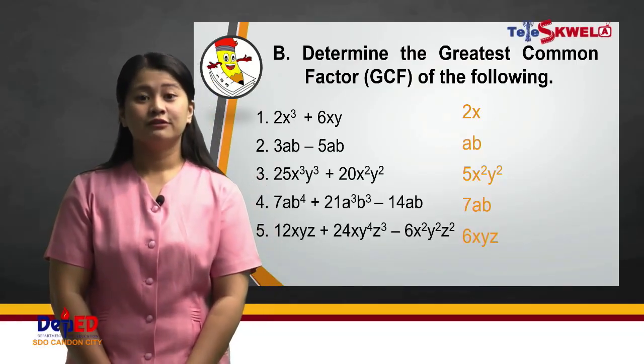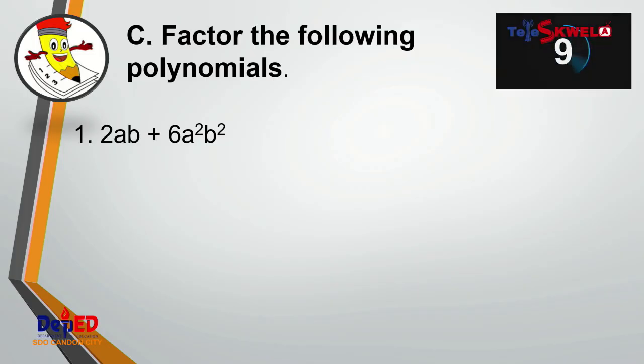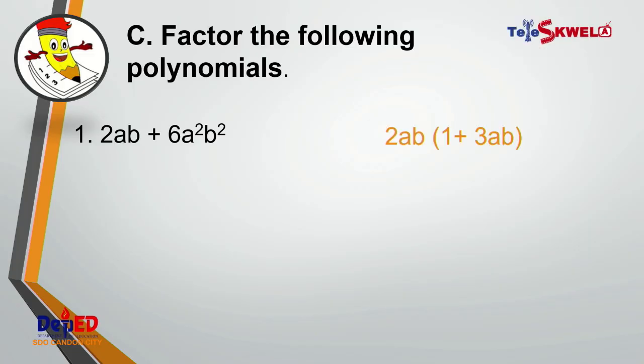Very good! And for the last exercise for this lesson, factor the following polynomials. You are given 10 seconds each item, so take your time and make sure to get the correct answer. Let us start with the first item. Number 1, 2ab plus 6a squared b squared. The answer is 2ab times the quantity 1 plus 3ab.